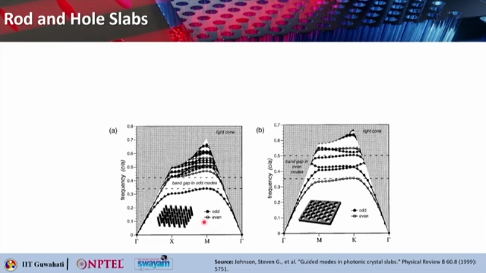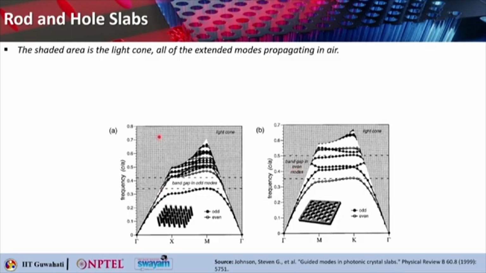So here you can see the band diagrams which are actually for the 3-dimensional structure. So these are 2D photonic crystals which have some finite thickness. You can clearly see that these band diagrams are different from those that you have seen in the previous slide. Here you can observe a band gap in odd modes. However, for this other case, you can actually see a band gap for even modes.